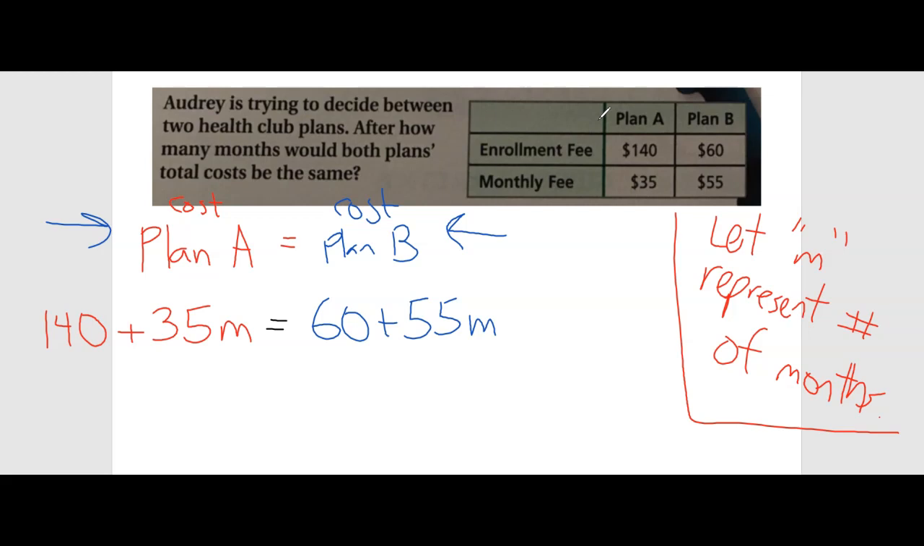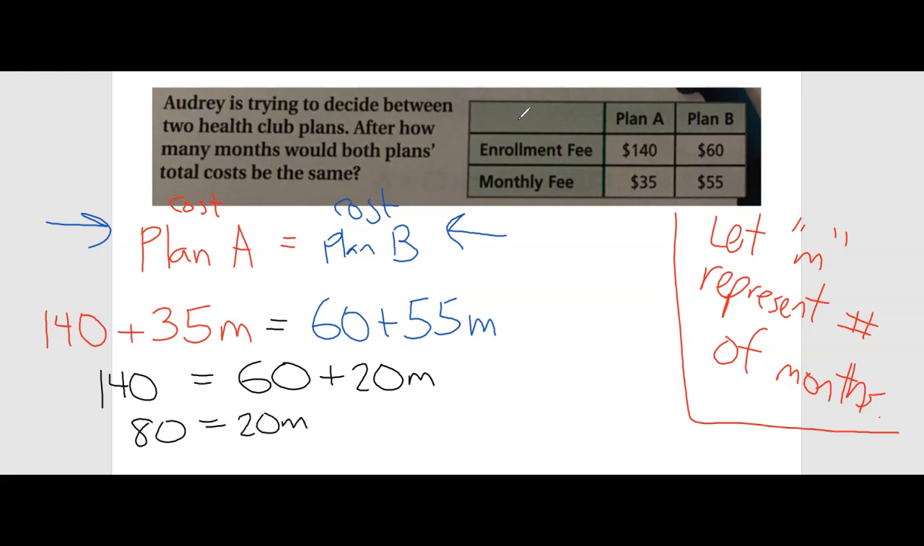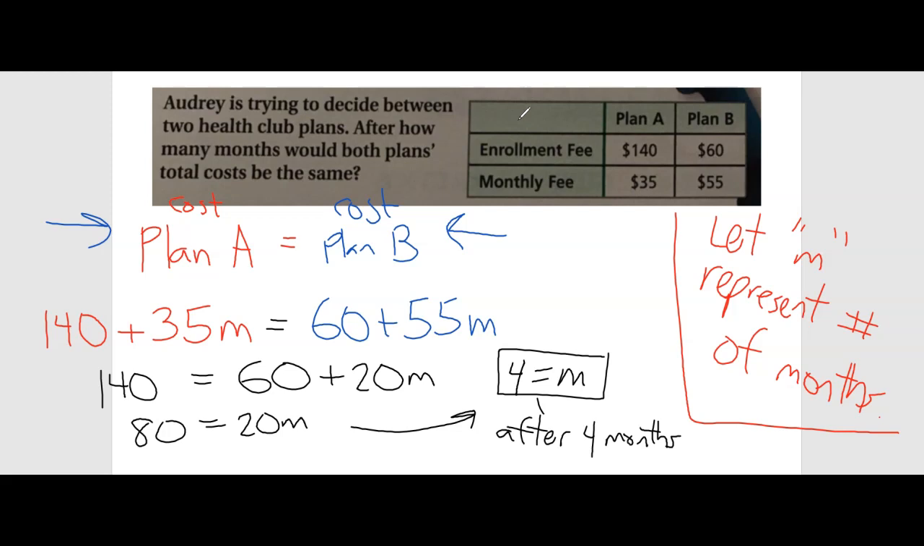I am going to subtract 35m from both sides. So I'm going to get 140 is equal to 60. If I subtract 35m, I get 20m on this side. I'm now going to subtract 60 from both sides, so I get 80 is equal to 20m. I'm now going to divide both sides by 20, and that is going to give me m is equal to 4. So we can say after 4 months, plans cost the same.